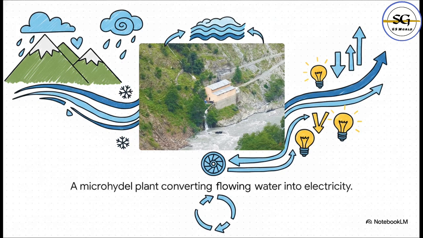This is a micro hydro plant up in Himachal Pradesh, and it's a fantastic visual of renewable energy in action. It takes the natural, continuous power of flowing water and converts it right into electricity. And because that water keeps flowing, fed by natural rainfall and melting glaciers, this energy source is constantly replenishing itself. It's working perfectly with nature's continuous cycle instead of permanently draining a finite stockpile.